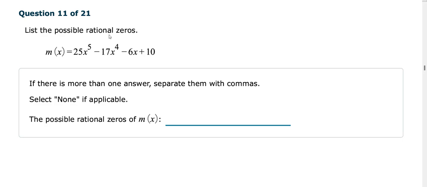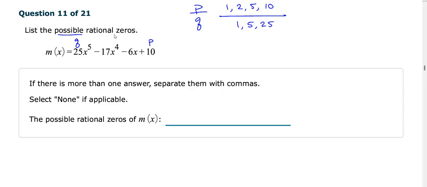Number 11, list the possible rational zeros of the function m of x equals 25x to the 5th minus 17x to the 4th minus 6x plus 10. Remember that the possible rational zeros are of the form p over q, where p would be factors of 10 and q are going to be factors of 25. So what are factors of p? 1, 2, 5, and 10. And factors of q, what goes into 25? Just 1, 5, and 25.